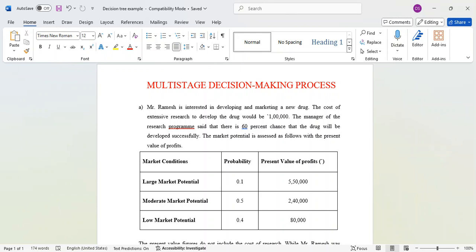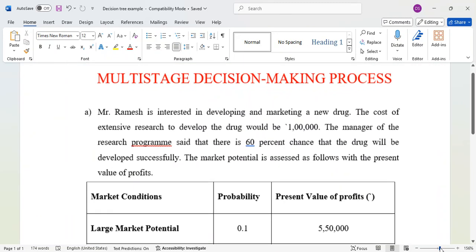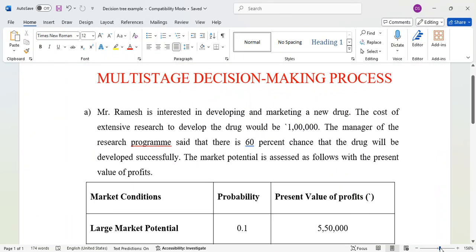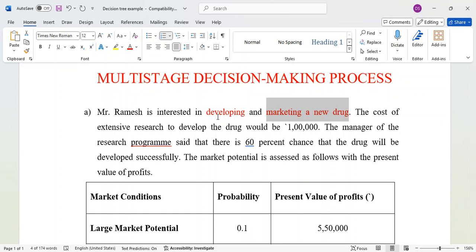In this I am highlighting some theory in front of you. One case is that Mr. Ramesh is interested in developing and marketing a new drug. This is one decision: he is interested in developing a drug, and he is also interested in marketing the new drug. This is another decision. Developing the drug goes through the R&D department, research and development, and marketing the drug depends on which is the good or targeted market.